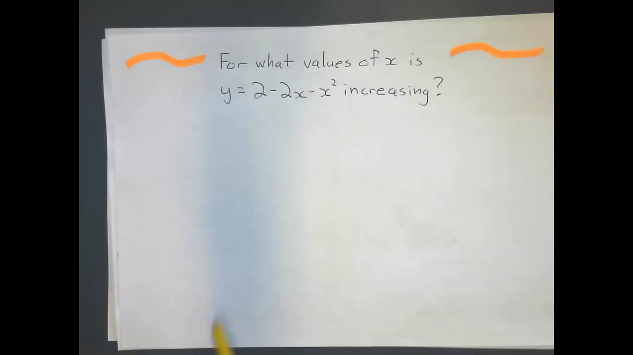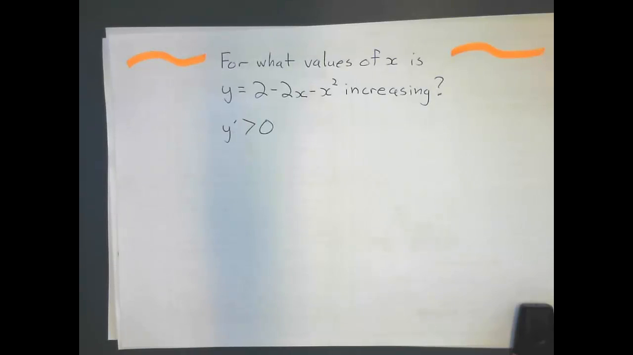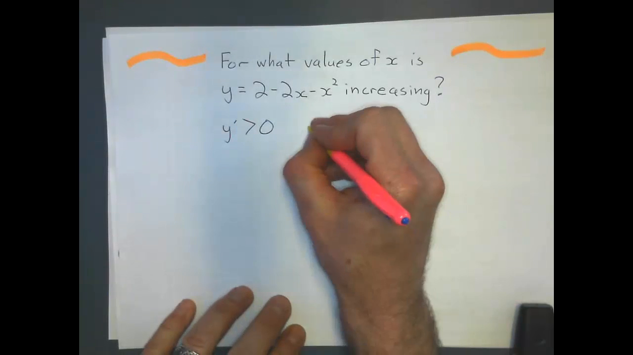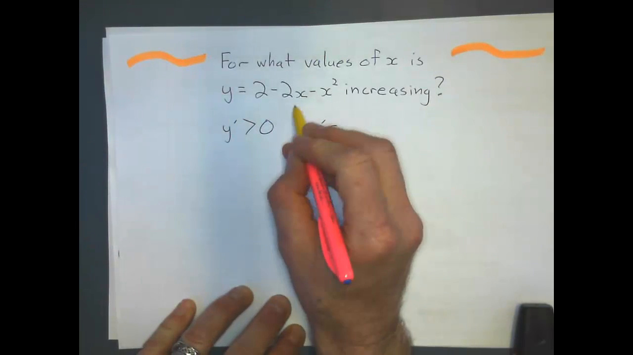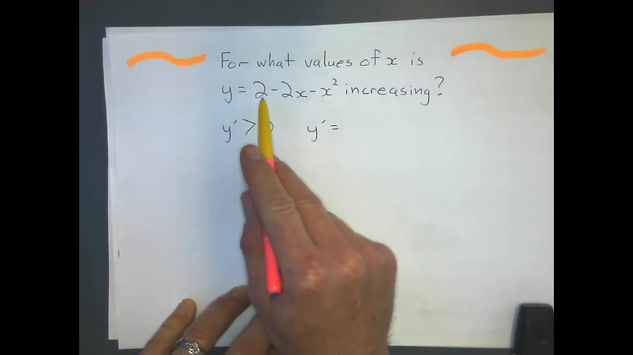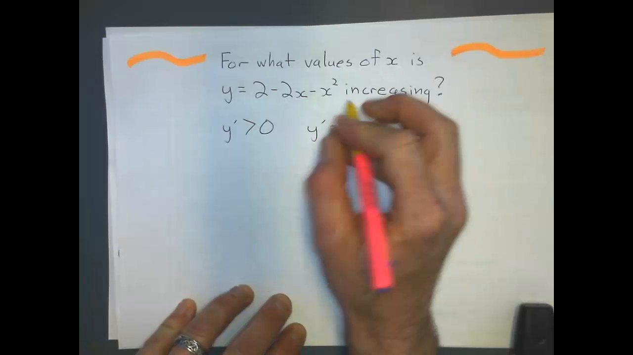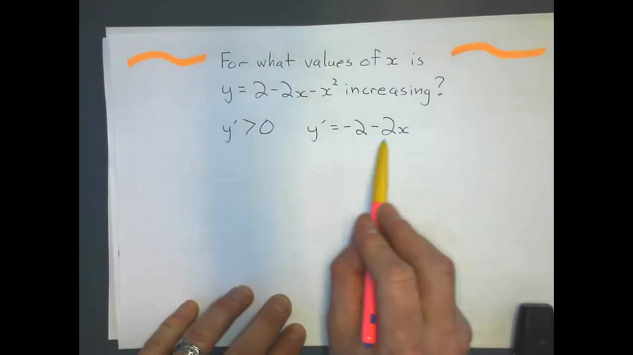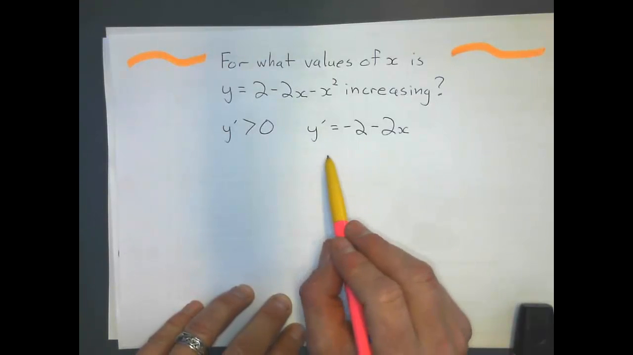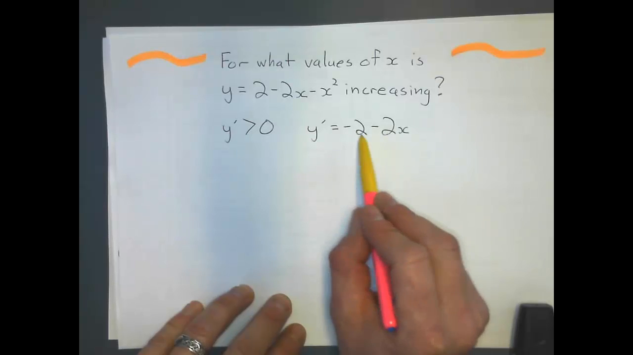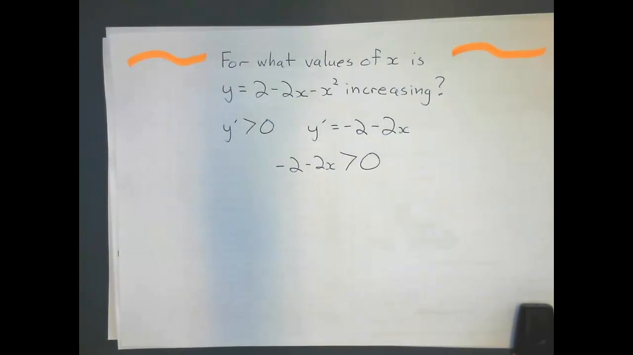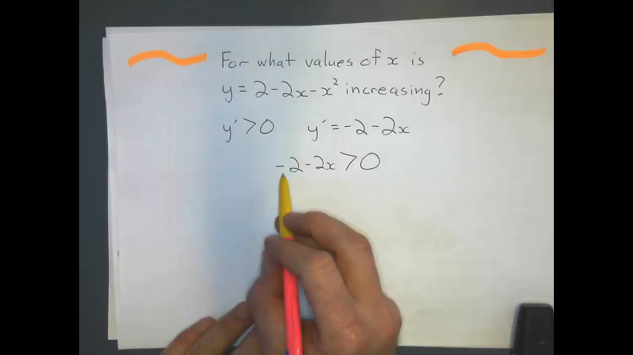Let's look at another example. For what values of x is this function increasing? That means the gradient function has to be greater than 0, so y dash or dy by dx is greater than 0. Differentiate this equation: this differentiates to 0, this differentiates to -2, and this gives me minus 2x. So that is my gradient function. It's increasing, so this expression has to be greater than 0. Set that greater than 0 and just solve for x from there.